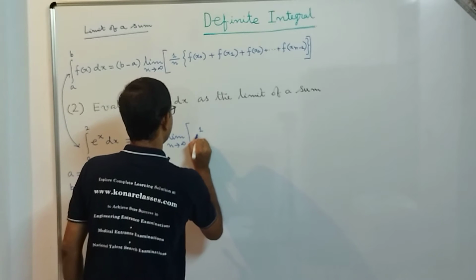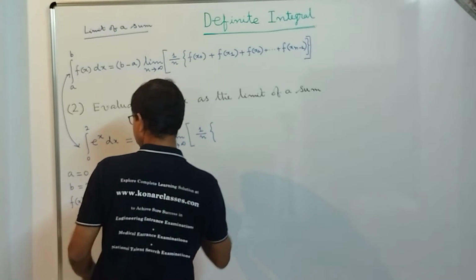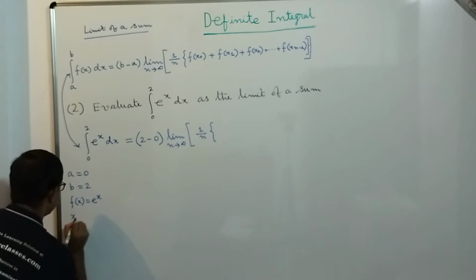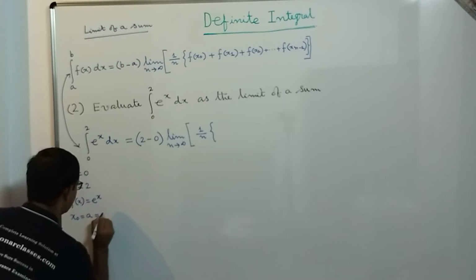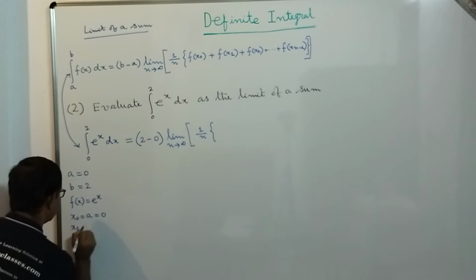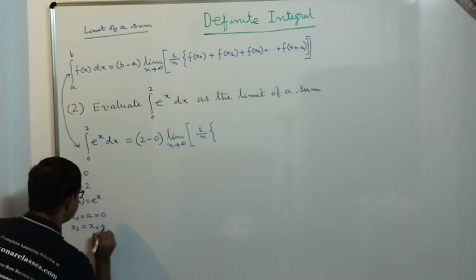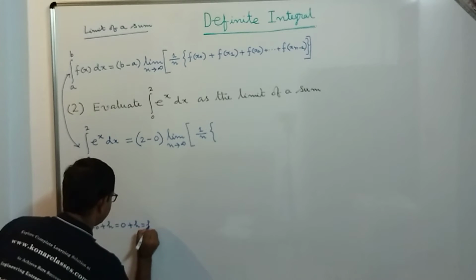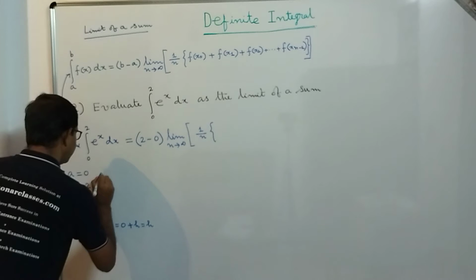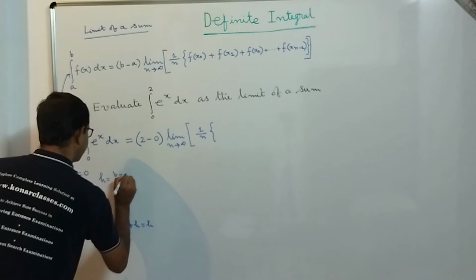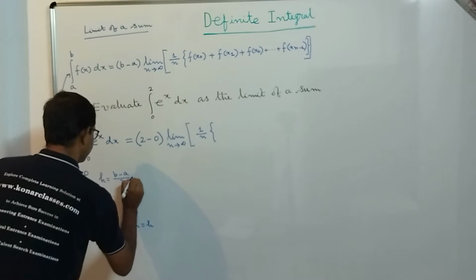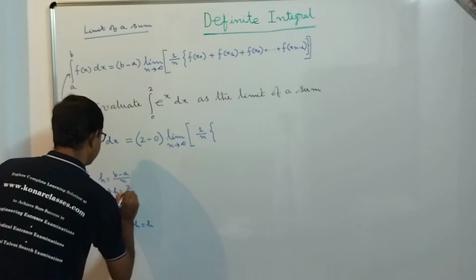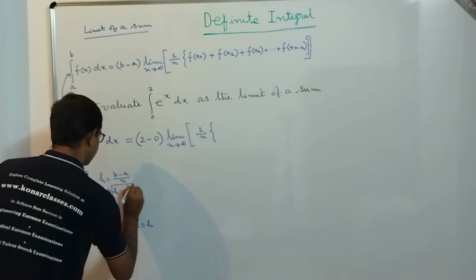What we get, 1 by n into f of x0. What is x0? x0 is 0, right? We know that x0 is equal to a and a is equal to 0. Then x1 will be what? x1 will be x0 plus h, that is 0 plus h, that is equal to h. Okay, what is h? h is nothing but (b minus a) by n, okay. That means in this case the value of h is equal to (2 minus 0) by n, that is equal to 2 by n.